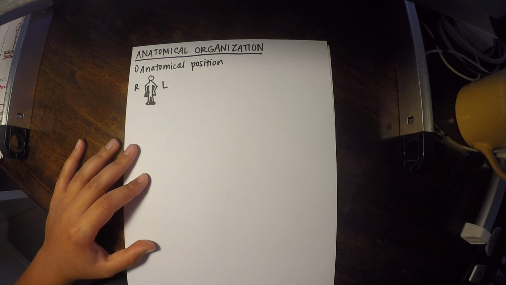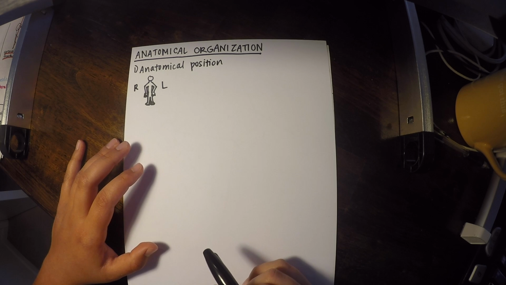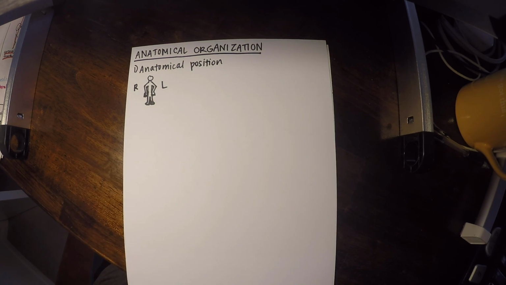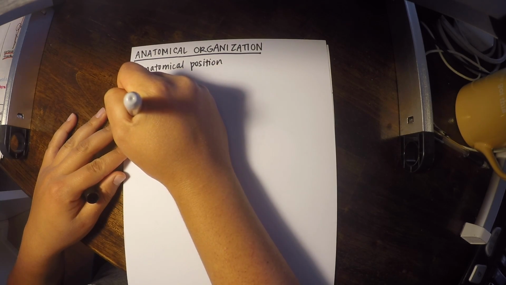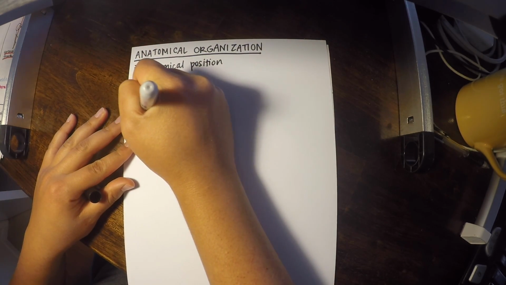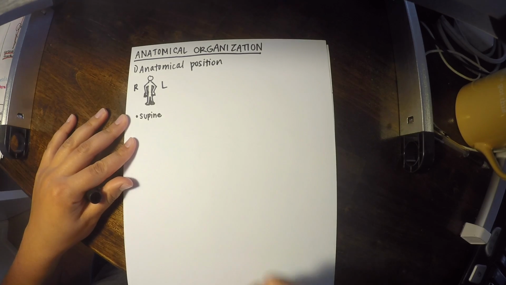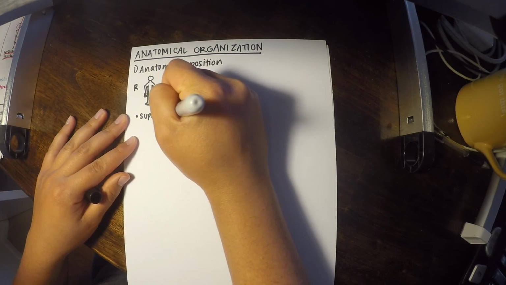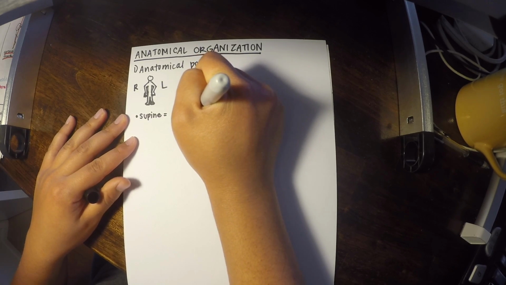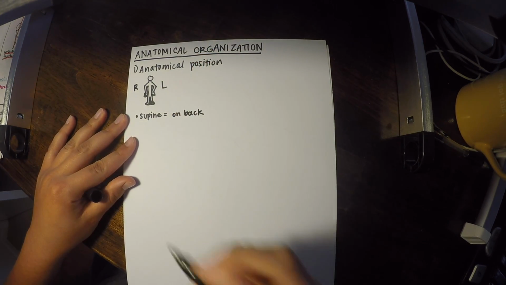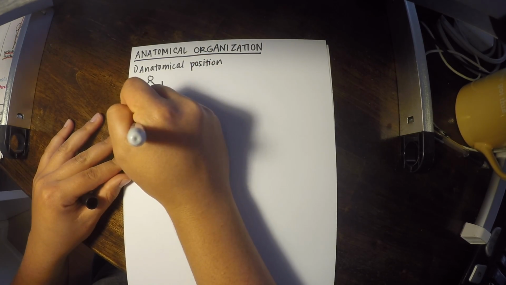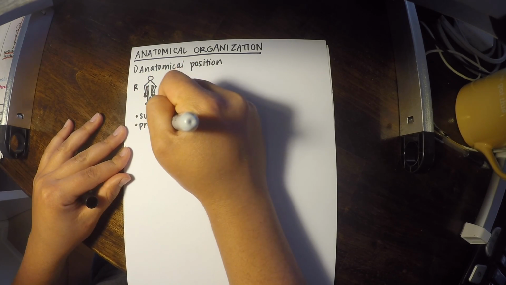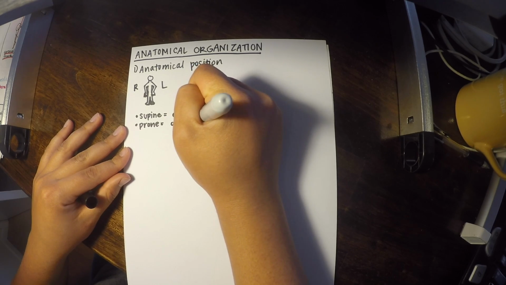Now, in addition to this, we have a couple of different names for how people can be positioned. One position is called supine. And supine means someone lying on their back. We also have a position called prone, and that means someone lying on their stomach.